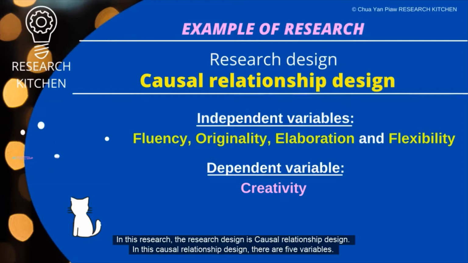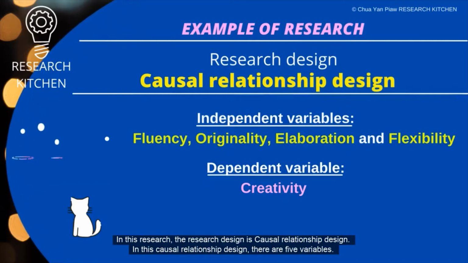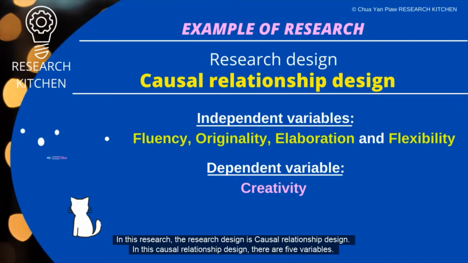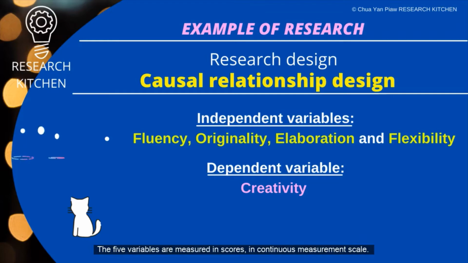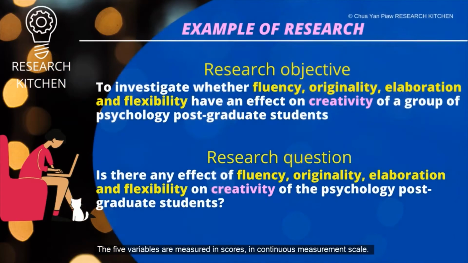In this research, the research design is causal relationship design. In this causal relationship design, there are 5 variables. The 4 independent variables are fluency, originality, elaborations, and flexibility. And the dependent variable is creativity. The 5 variables are measured in score in continuous measurement scale.